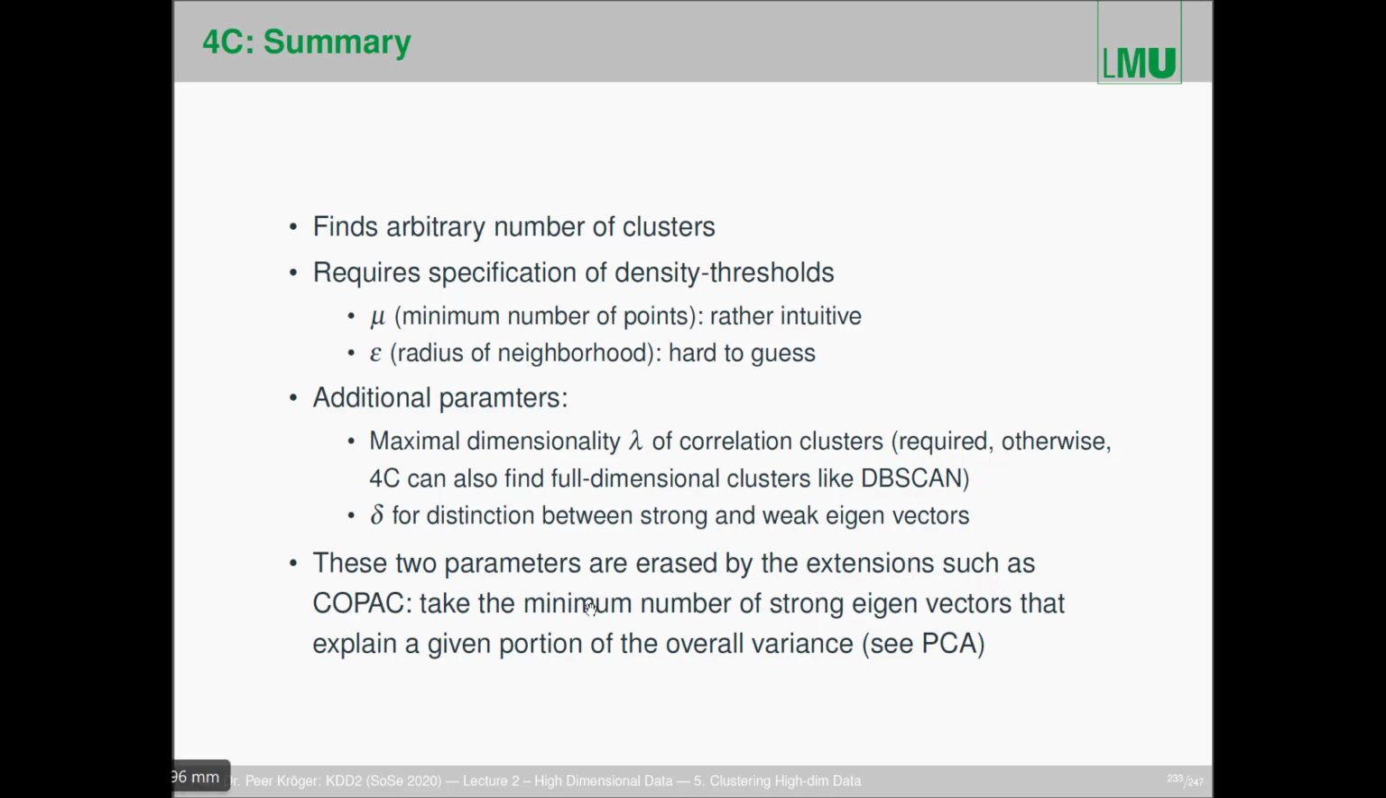We mentioned COPAC that take the minimum number of strong eigenvectors that explain a fixed portion of the overall variance. So like we did that in PCA, we talked about that. So for example, we take the ones that explain 80% of the variance. And we can of course do the same here. This actually does not get really rid of the delta parameter, but somehow hides that in an internal parameter. But still, this parameter, of course, could be set in COPAC. So anyway, that's 4C.